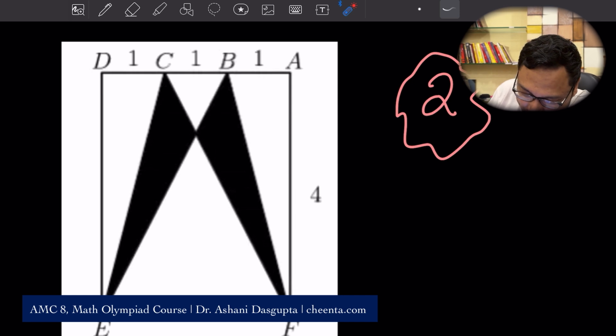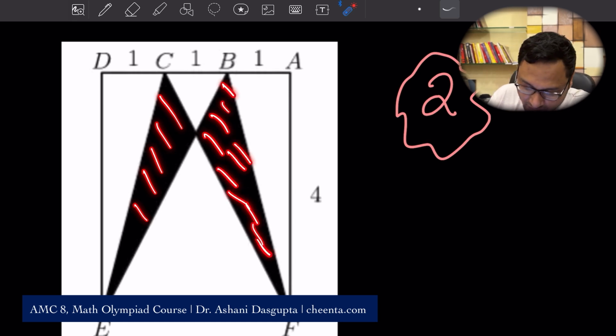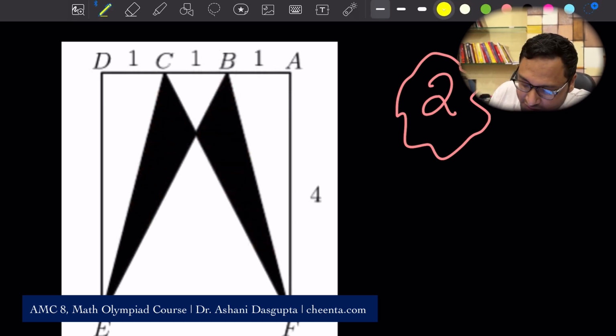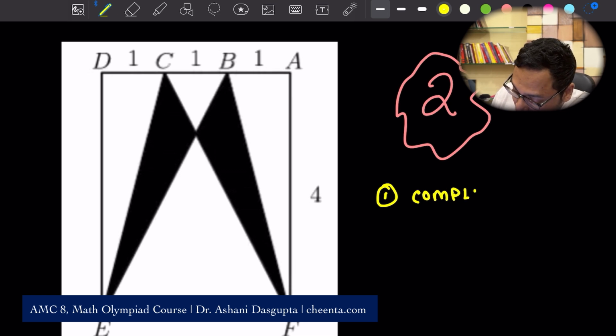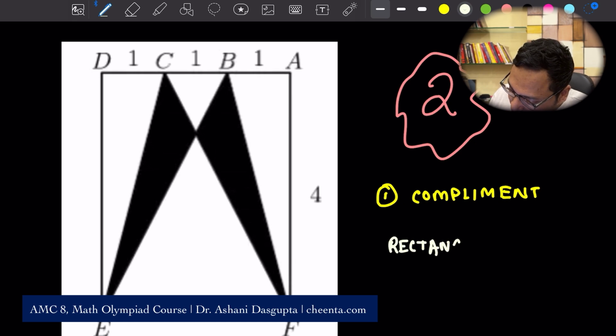Alright, so we want to find out the area of this bat wing region, this black region. So first thing, the strategy is take the complement. Complement means find the area of the white region, and deduct it from the area of the rectangle.